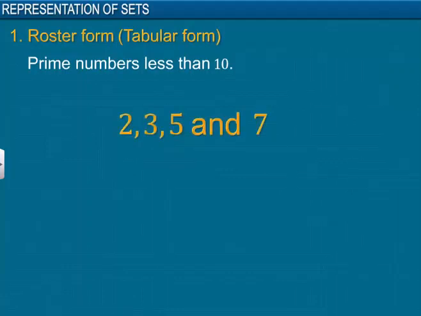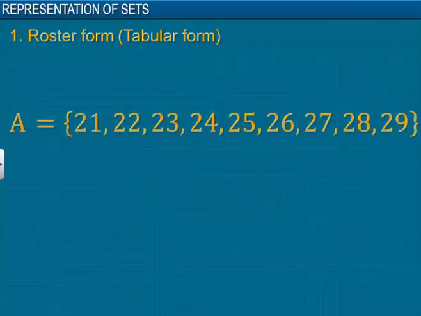To represent this set in roster form, we simply start with a bracket, list the elements, and close with a bracket. Let's name this set as P. Similarly, a set of natural numbers between 20 and 30 is represented as shown. It should be noted that the order of the elements in a set is immaterial. So, set A can also be written as shown. While representing a set in roster form, the elements are generally not repeated.